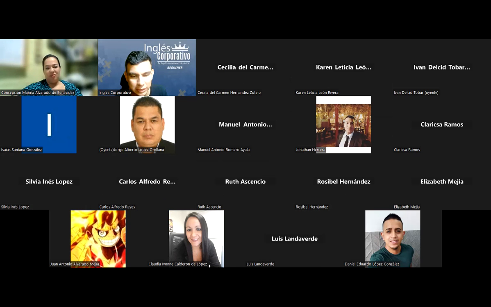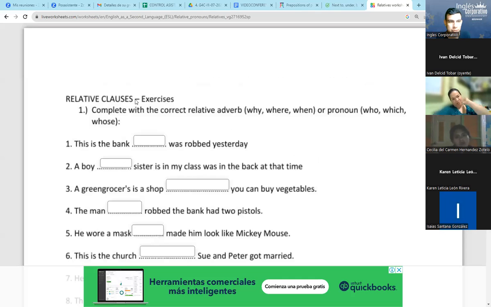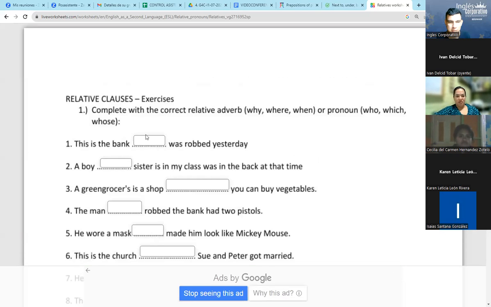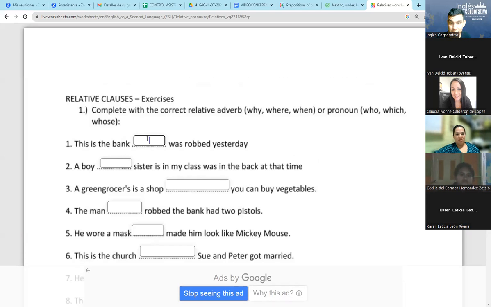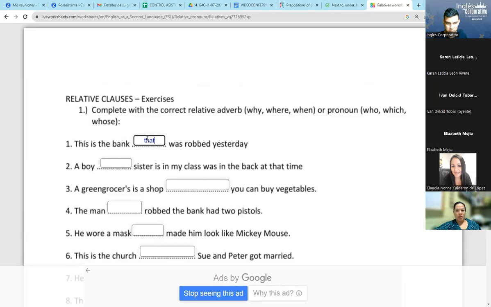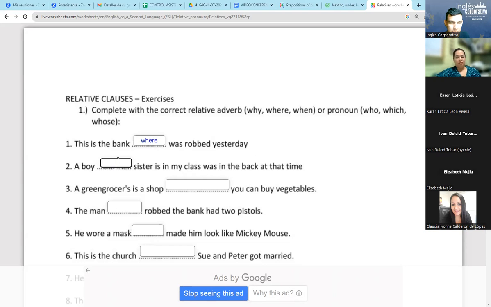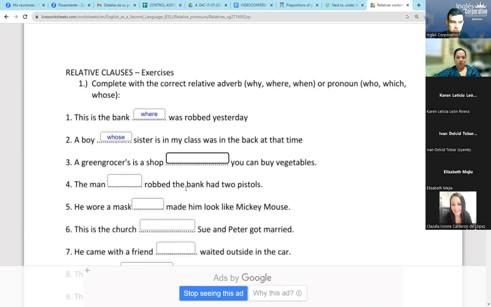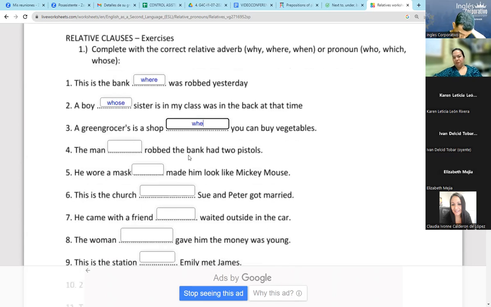Okay, hello to everyone. Okay, well, let's solve the exercise together. Using the relative clauses. Okay, this is the bank. What is the answer here? That. I'm sorry? That. That, are you sure? Where? Okay, a boy. Whose? Possession, right? Green grocer is a shop where you can buy vegetables. For the man. Who?